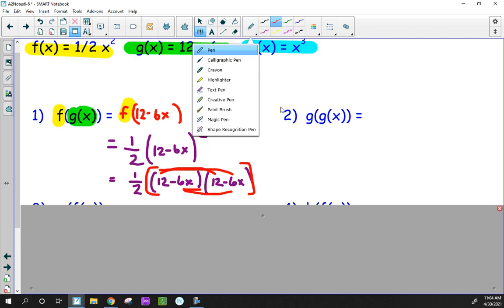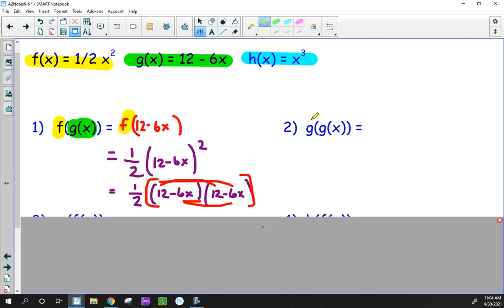Look at 2. I had g of x. Okay, everything's green now. We're going to copy down our first letter, G. Parentheses, we're going to go up here, grab our rule, 12 minus 6x. Okay. Now, this is our new problem.